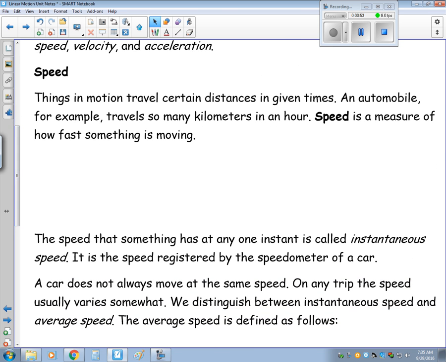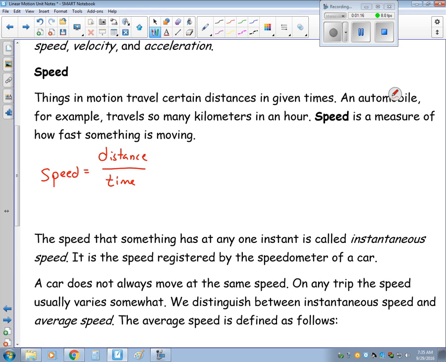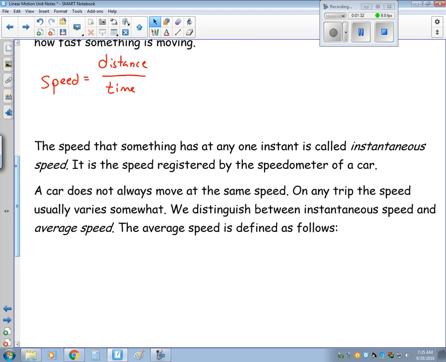Things in motion travel certain distances over a given time. So an automobile, for example, will travel so many kilometers in an hour. Speed is a measurement of how fast something is moving. So speed will be a distance over time. Now for the units of speed, we can use any unit of distance over any unit of time. So miles per hour, kilometers per hour, inches per second, meters per second, meters per year. Any unit of distance over any unit of time is appropriate for speed.